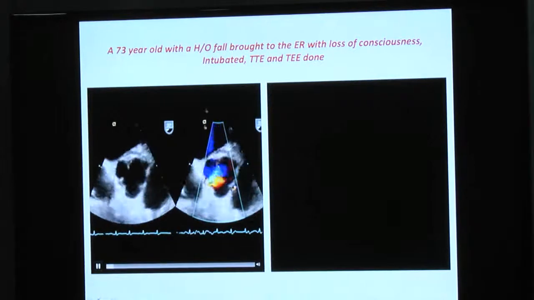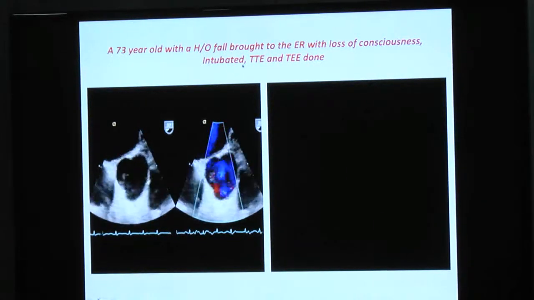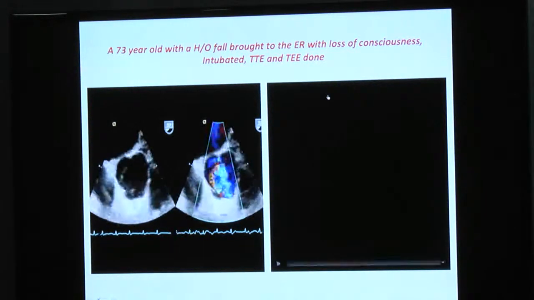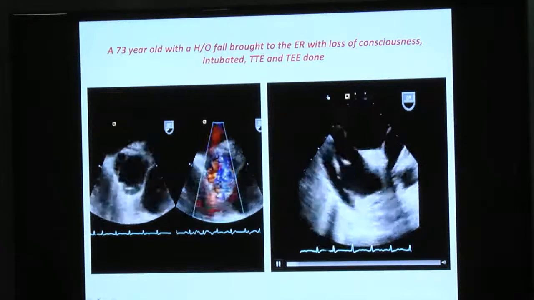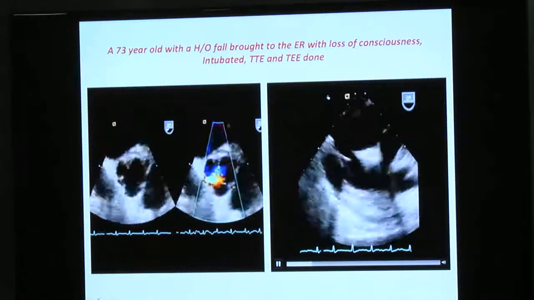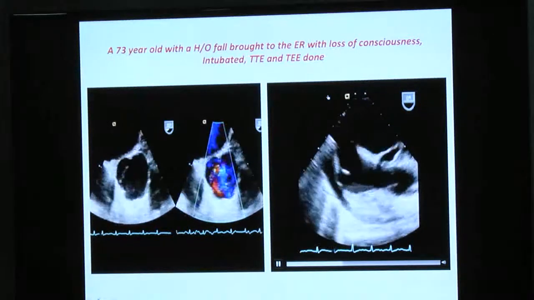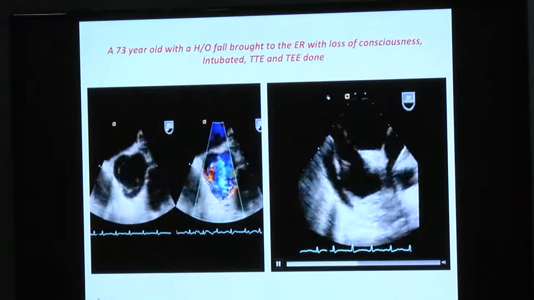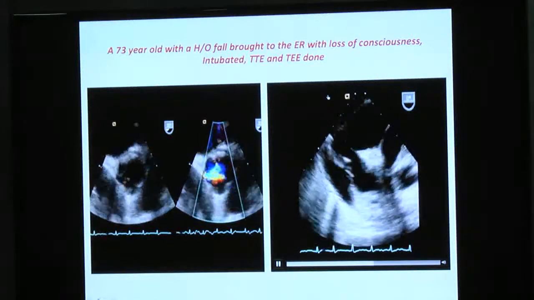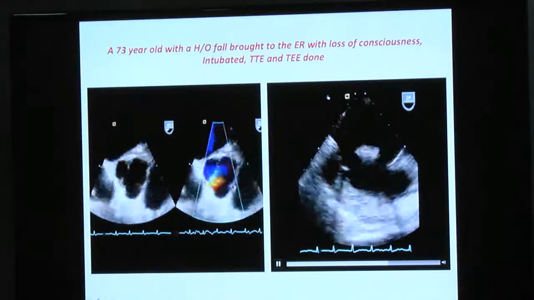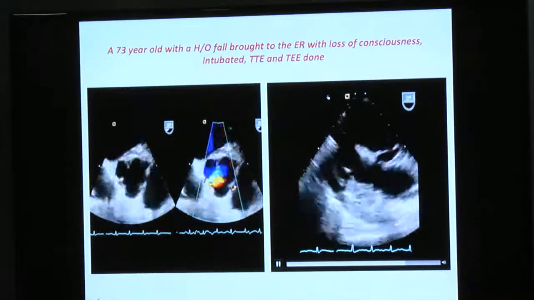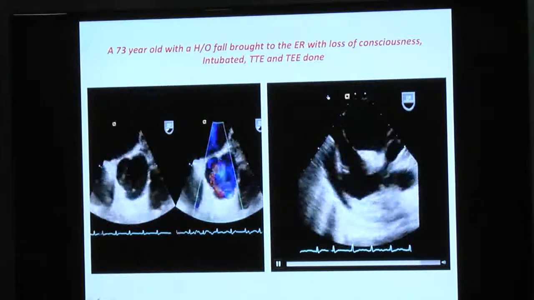Okay. And this is another case of a 73-year-old man with a history of fall brought to the ER with loss of consciousness. He is intubated. A transthoracic echo was unsuccessful, and we did a TEE. In fact, you can see there is a region of the AR there, and you can also see a pericardial effusion which is causing collapse of the right atrium. There is a systolic collapse of the right atrium, indicating tamponade features.